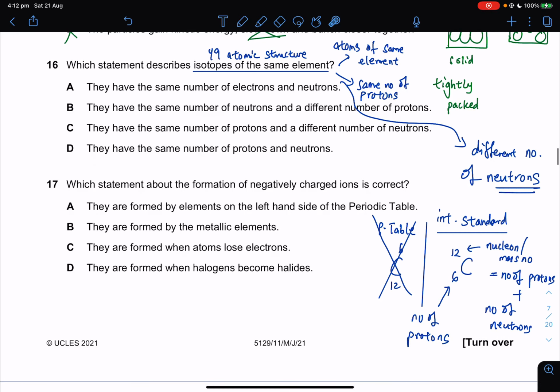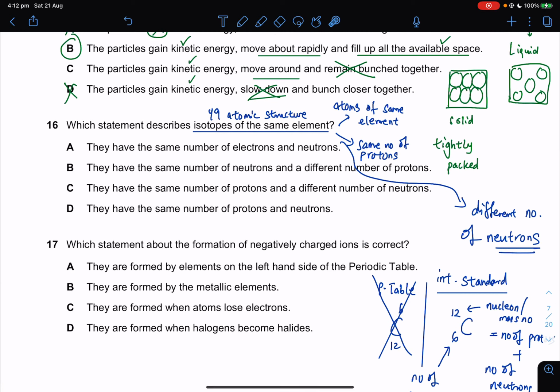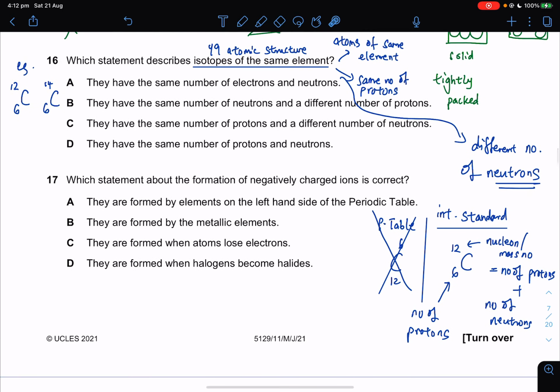So when you say atoms of the same element, same number of protons, you will have 6 being the same number. For example, carbon 6 and 12, and then carbon 14 and 6. First of all, they are the same element. They have the same number of protons, but they have different number of neutrons because the nucleon number is different. So the top bit minus the bottom bit, giving you the number of neutrons, will be different. 12 minus 6 will give you 6 neutrons, whereas 14 minus 6 will give you 8 neutrons.